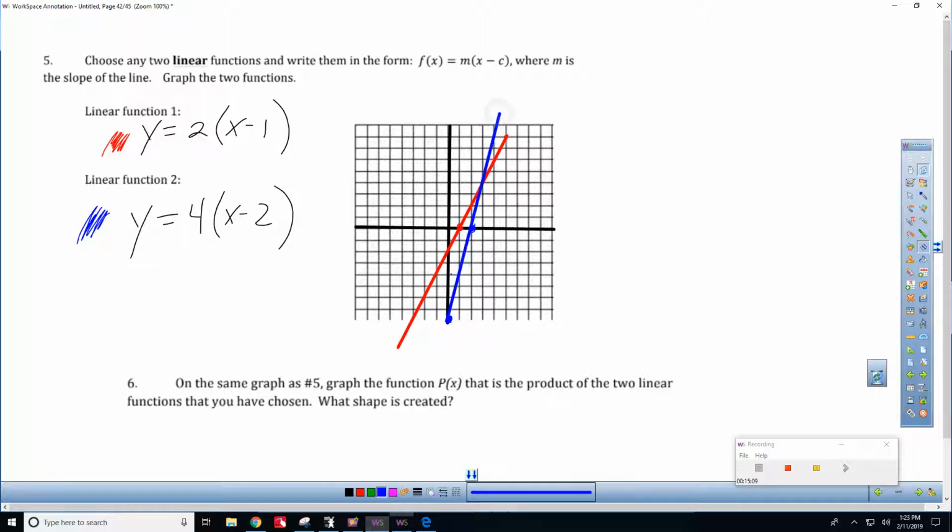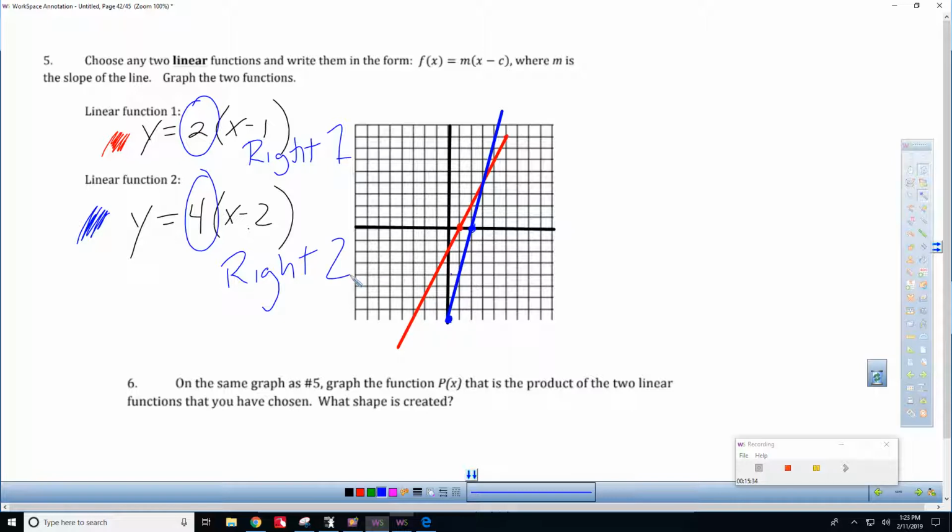Alright, so look. Here's what they're just, I think, trying to tell you has happened. This number on the outside controls how steep the line is, and this number on the inside has been shifted right. How far? 1, and this one? Right 2. On the same graph as number 5, graph the function p of x that is the product of the two linear functions. Oh, wow.